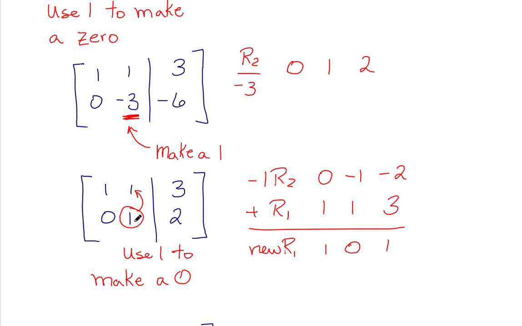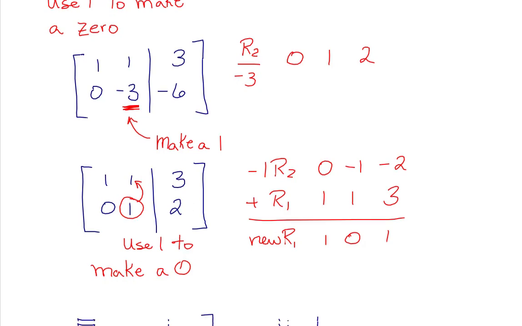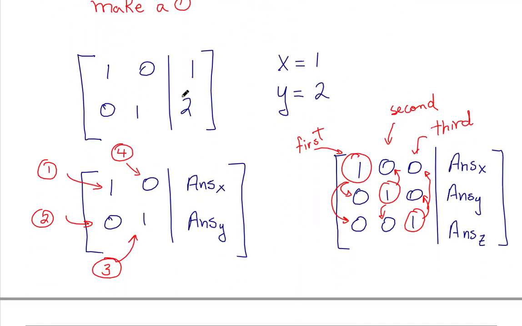I now want to use this 1 to make a 0 above it. So I simply multiply this row by -1 and add it. So here's -1 times row 2. 0, -1, -2. All right. Here's row 1. I'm going to add them together to make a new row 1. 0 and 1, 1. -1 and 1, 0. -2, add 3. I get a 1. And so our matrix has transformed into one that looks like ones down the diagonal, zeros in other places. So the answer for x is 1 and the answer for y is 2.